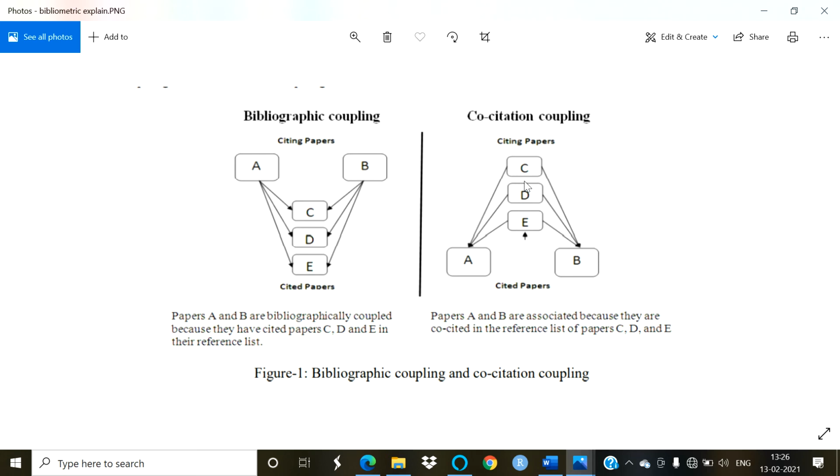That is the difference. I hope you may not understand it easily, but you can get some insights about the difference between bibliometric coupling and co-citation coupling. Thank you.